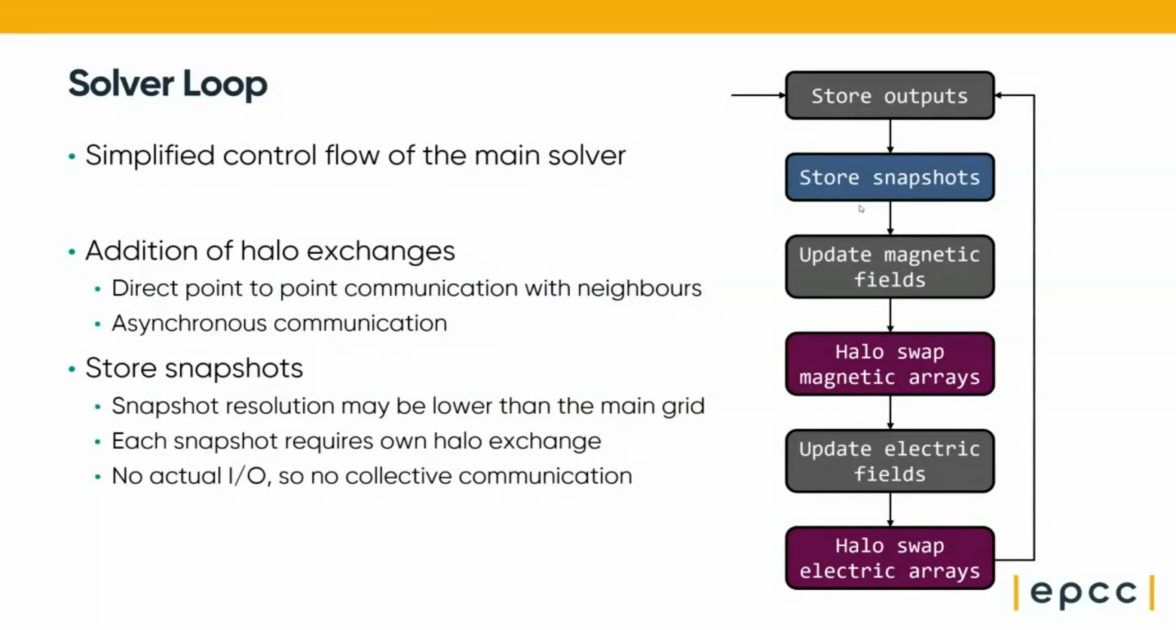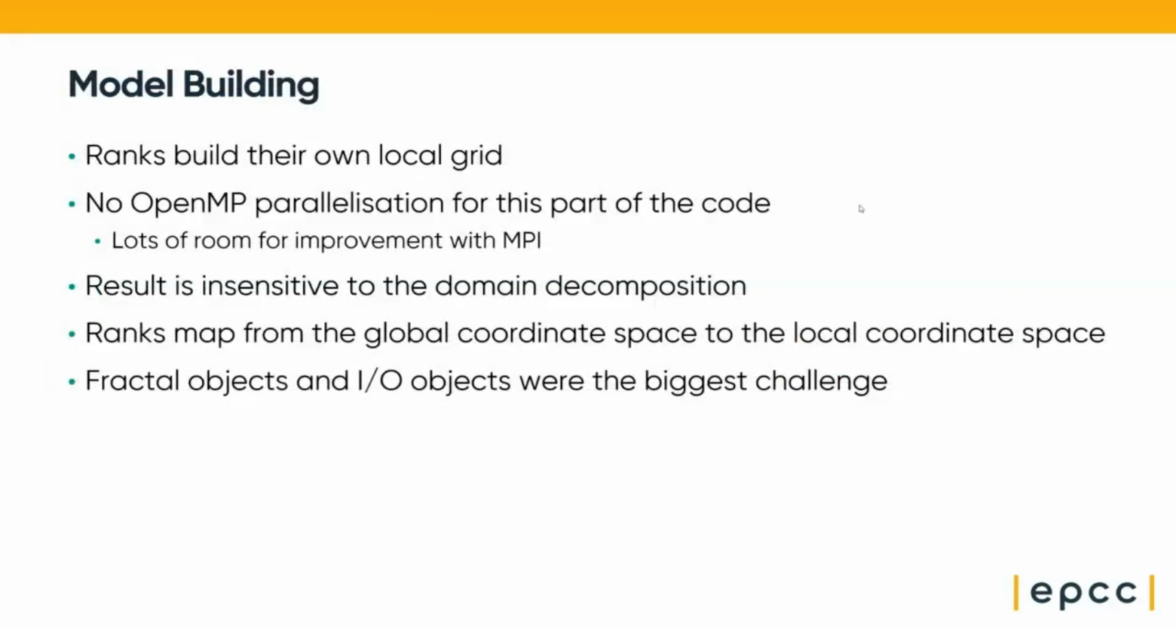So that was fairly straightforward, I hesitate to say, but the more complex bit was the model building, whereby we now need each rank to build their own local grid. This includes simple things such as point sources, which is fairly straightforward. There are other properties that require more distribution across the whole grid. But one advantage we had here was there's no existing OpenMP parallelization of this part of the code, which means by adding MPI here, there's quite a lot of room for improvement, because we're adding the only parallelization that we've currently got.